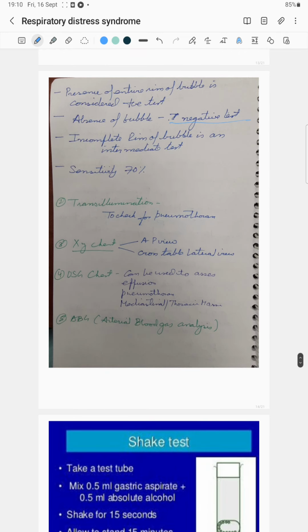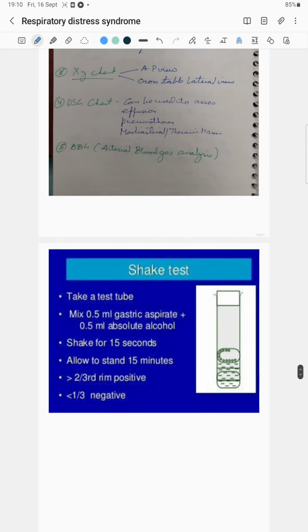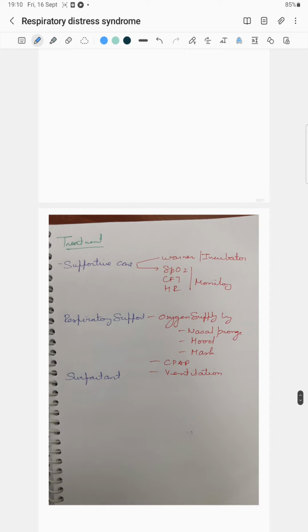Now we do the trans-elimination test. We look for any pneumothorax index. We do an X-ray chest. What do we do? AP view and cross-table lateral view. USG chest can be done to check for effusion and pneumothorax, and arterial blood gas analysis is one of the important things.